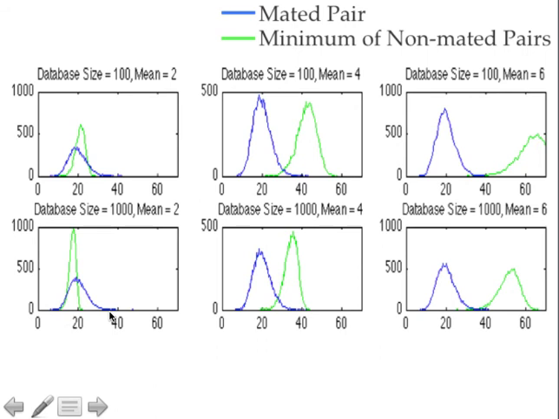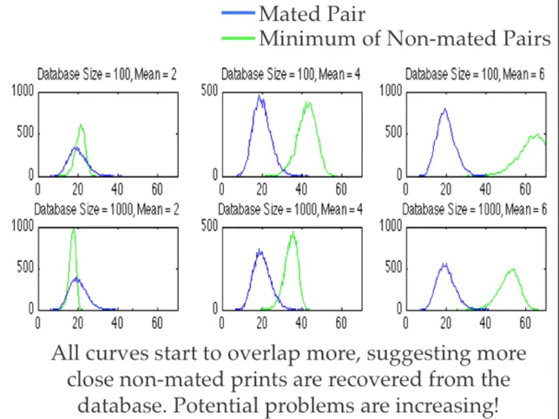The green distribution, however, is a function of database size, because you can see that even going just a factor of 10 bigger, we're starting to see more overlap between these different distributions. In fact, it looks really bad on the left-hand side here, because as these curves start to overlap, that suggests more close non-mated prints are recovered from the database. And this results in potential problems that could be increasing. We start to worry when the green distribution starts dominating the blue distribution, being more to the left of it. We seem to be okay here, where the blue distribution is clearly to the right of the green distribution.